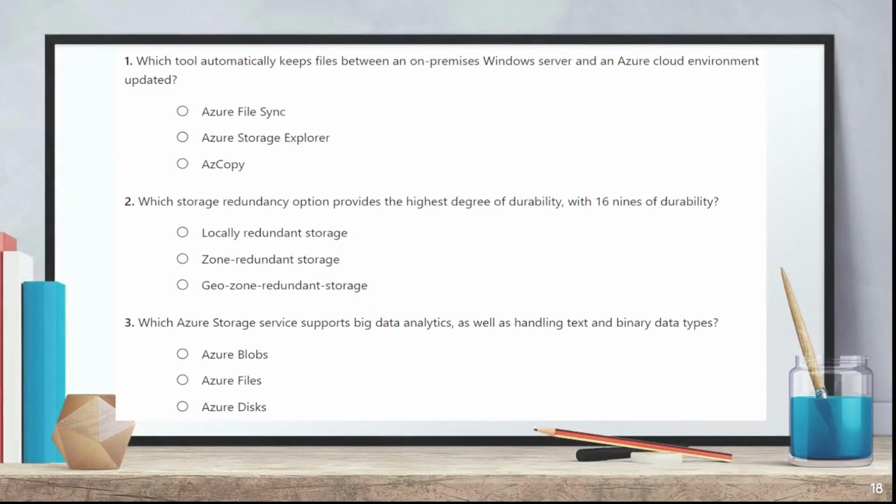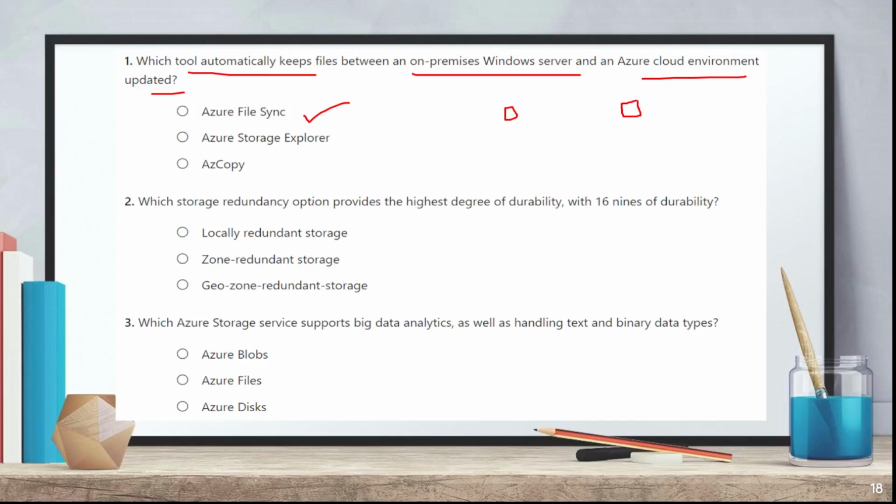Okay, so now let's take a look at the important questions taken directly from the Microsoft side for the AZ-900. Which tool automatically helps keep the files between an on-premise Windows Server and the Azure cloud environment updated? The correct answer is Azure File Sync. If you use this service between your on-premise and Azure cloud, your data will be in sync. Let's say you add a text file on-premise; that same file is also going to reflect on your storage account in Azure. The service is Azure File Sync.